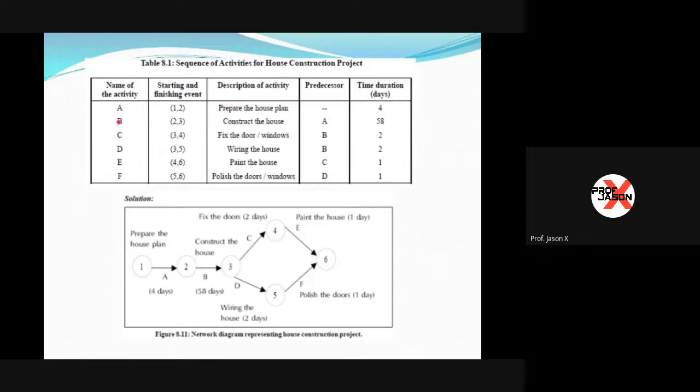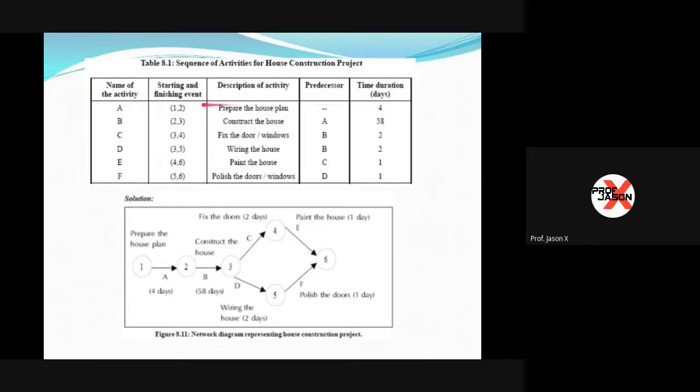So first, our activity A starts from 1 and ends with 2. And this activity is described as the preparation of the house plan. It has no predecessor because again, number 1 is the starting point. It has not originated anywhere because this is the beginning. Time and duration of days is 4.